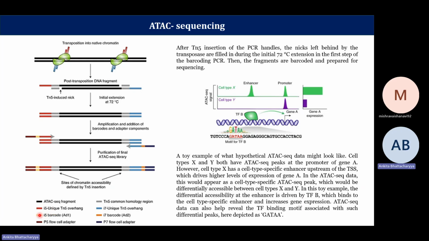Next comes your flow cell adapter, which is shown here in red. The flow cell adapter will, of course, depend upon which platform your sequencing is being done on. All of that is taken care of by the company. Then you have this homology region, the Tn5 common homology region. Why? Because Tn5 has to find the region which it can access, and then it can work as a transposase at that site. Then on the other end, you have this blue fragment, which is the other Tn5 adapter and the i7 barcode for the second adapter, and P7 is another flow cell adapter corresponding to where it is going to get sequenced.